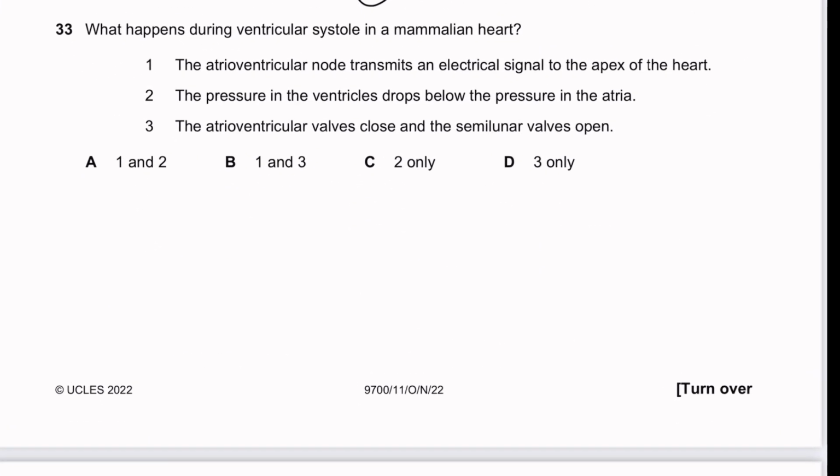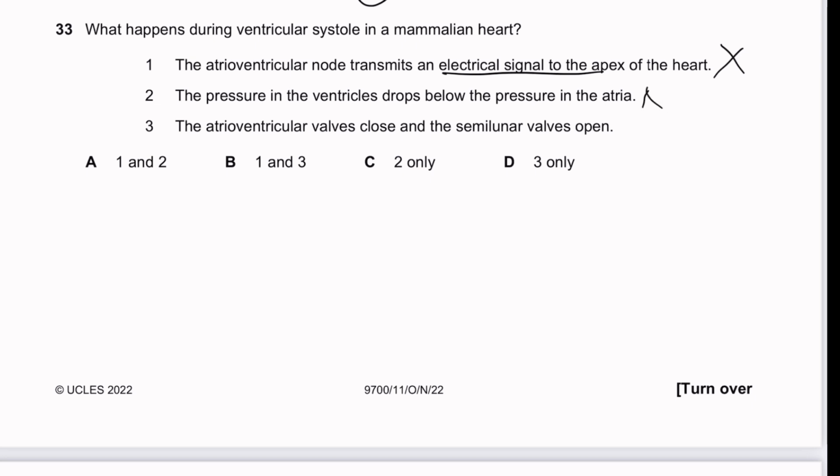Basically, what happens during ventricular systole in a mammalian heart? So during ventricular systole, the atrioventricular node transmits an electrical signal to the apex of the heart. That's before ventricular systole. Ventricular systole happens when the electrical signal travels from the apex of the heart up the walls of the ventricles, such that the ventricles contract from bottom to the top, which is what happens in ventricular systole. So that's wrong.